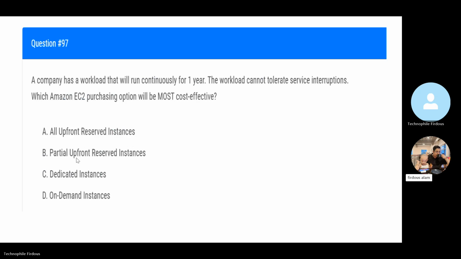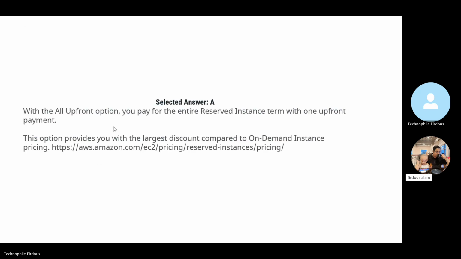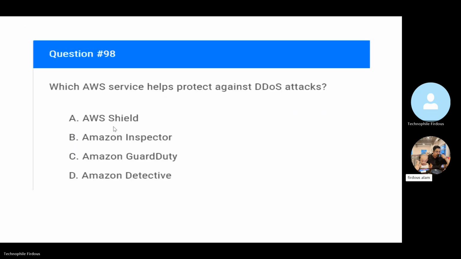You have 15 seconds to answer this. Okay. One thing, it's talking about the most cost efficient, and second, they said the workload cannot be fault tolerant. If this option had not been there, then I would go for something else, but it's talking about the most cost efficient. Most cost efficient means you pay all upfront for a reserved instance. I think this should be the most cost efficient. Answer should be A for this. Okay, let's reveal. Yeah, the correct answer is A. Now let's move to the next one.